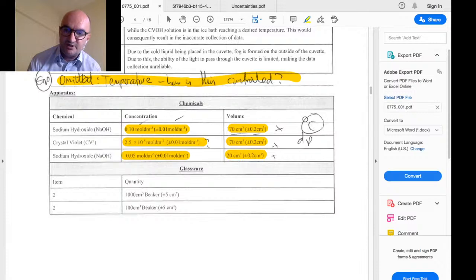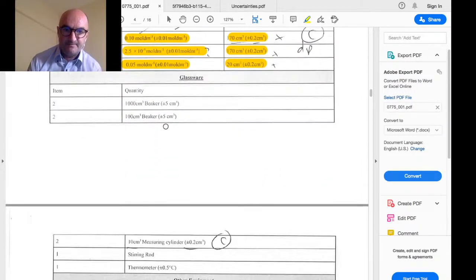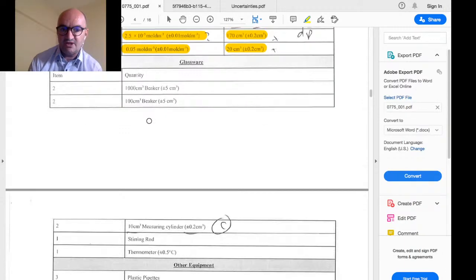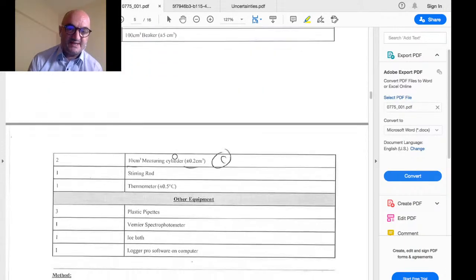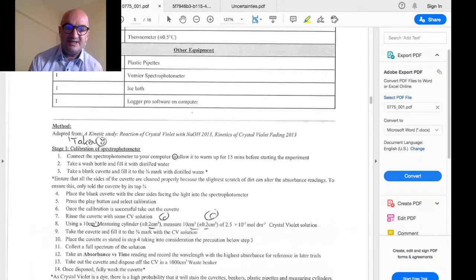So again, I'm just putting a little C there for communication, and that's about scientific communication. Clearly the student's using the 1000 cm3 beaker and the 100 cm3 beaker just as storage. It's not used for measuring. They've been complete and put the uncertainty in, but it's perhaps over-egging it just a little bit.